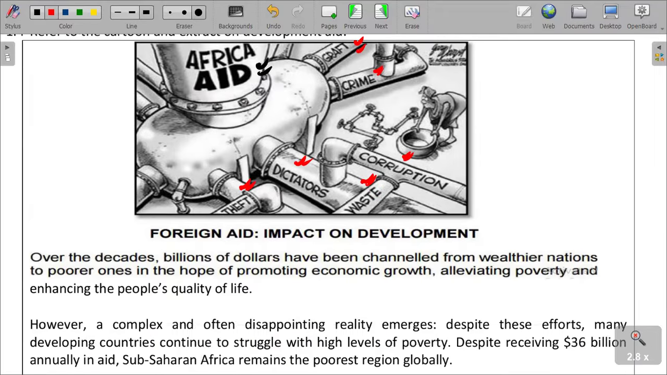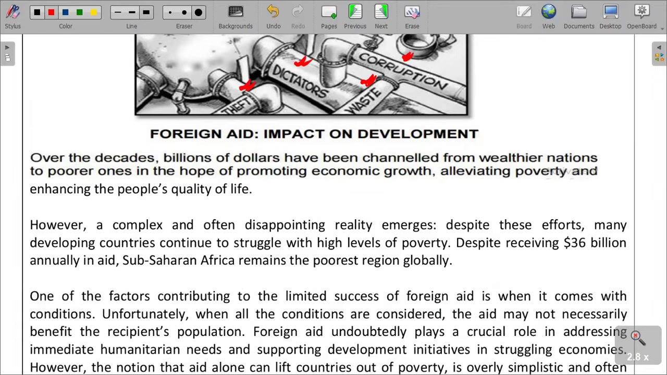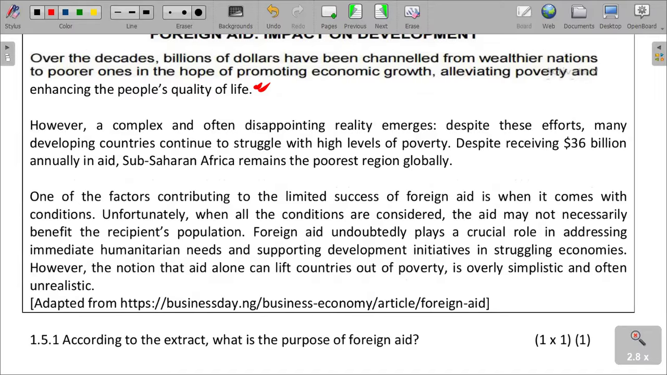And then the question is saying over the decades, billions of dollars have been channeled from wealthier nations to poorer ones in the hope of promoting economic growth, alleviating poverty, and enhancing people's quality of life. However, a complex and often disappointing reality emerges despite these efforts. Many developing countries continue to struggle with high levels of poverty. Despite receiving 36 billion annually in aid, sub-Saharan Africa remains the poorest region globally.